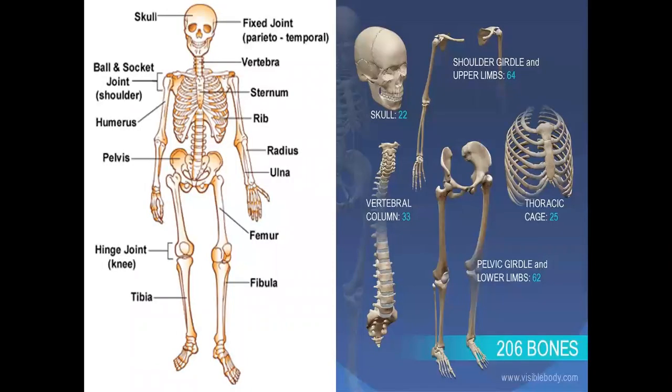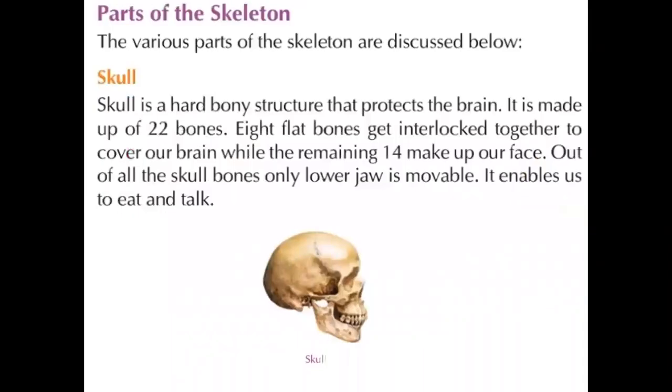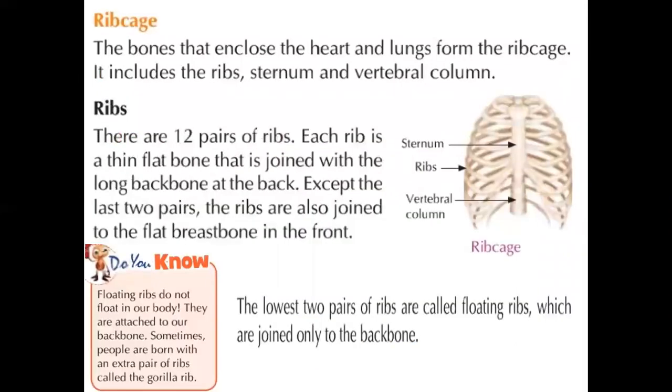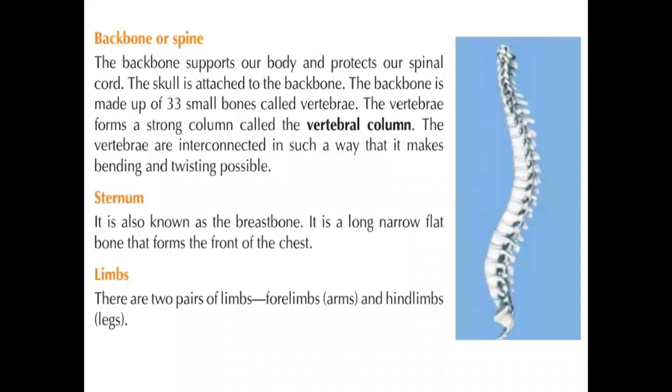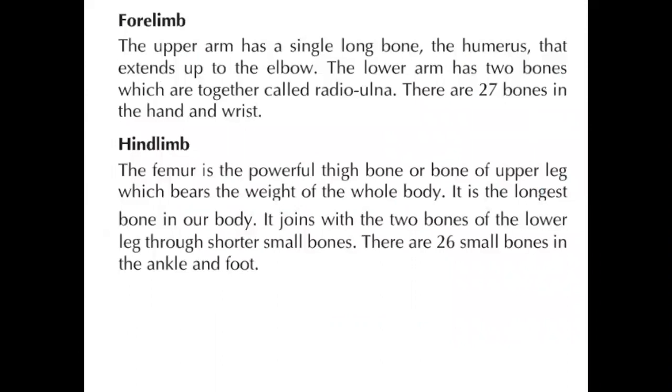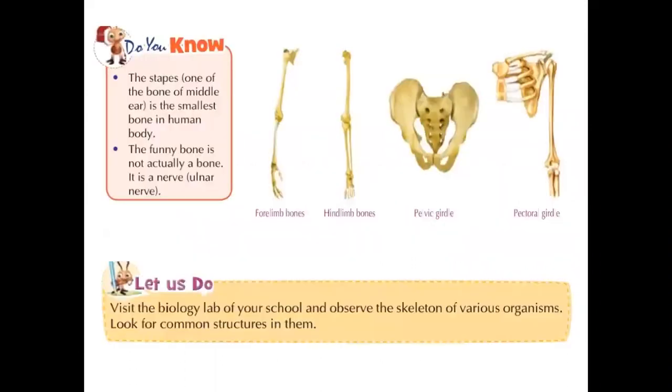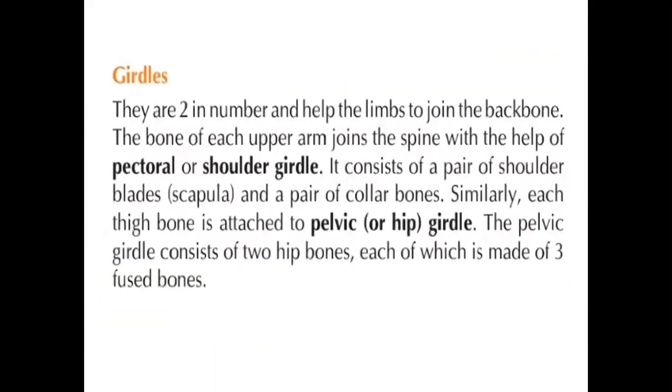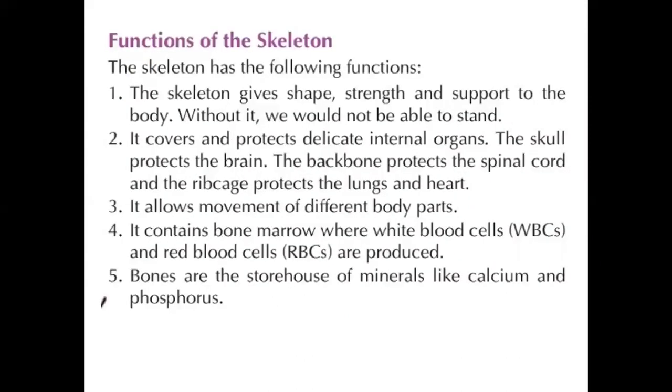The skeletal system consists of different parts like the skull, rib cage, backbone or spine, sternum, and limbs. These are all the parts of the skeletal system. Individually, we discussed the subparts present in it, and we already discussed the functions of the skeletal system, right?